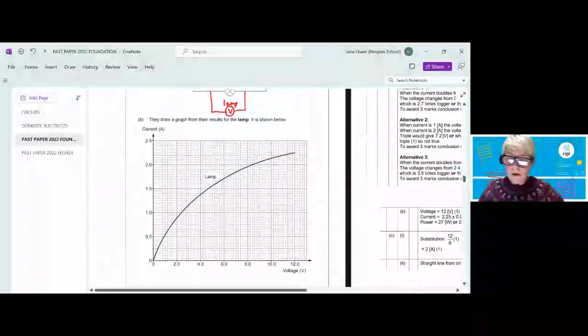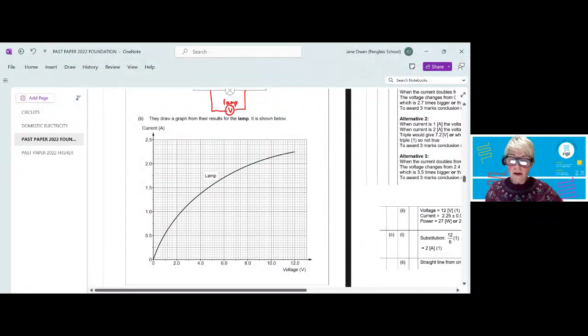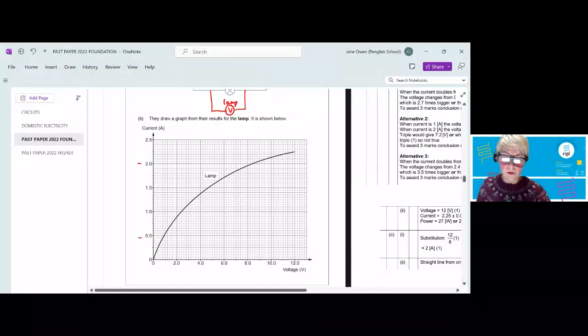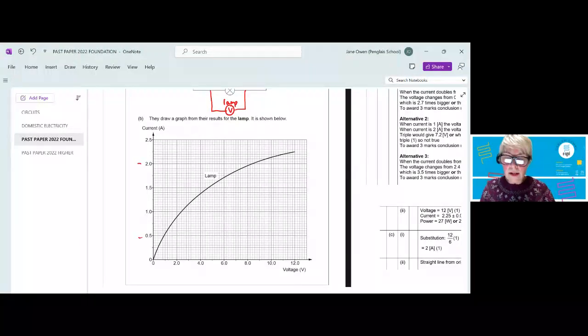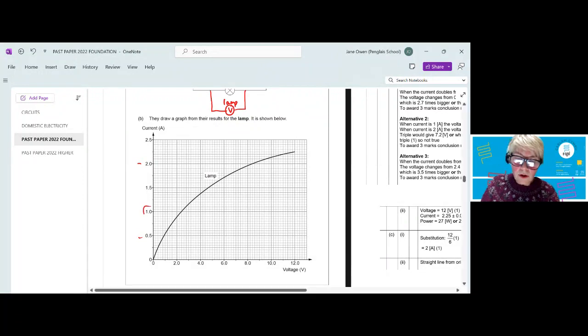So go back to your graph and look, and you've got to go anywhere between 0.5 and 2. That's what they've instructed you to do. So if I were you, I would make it really easy for yourself. Choose a current of 1 amp. Go across to the graph and go down and read off what that voltage would be.